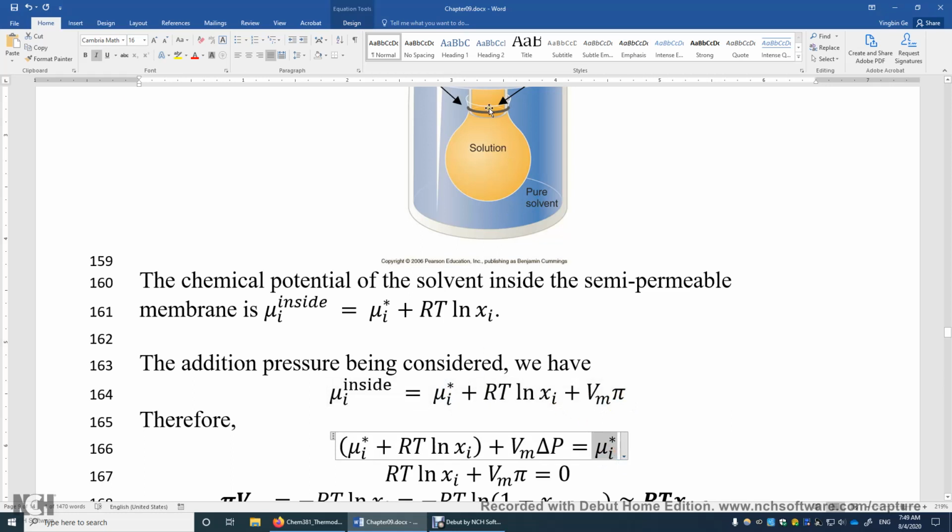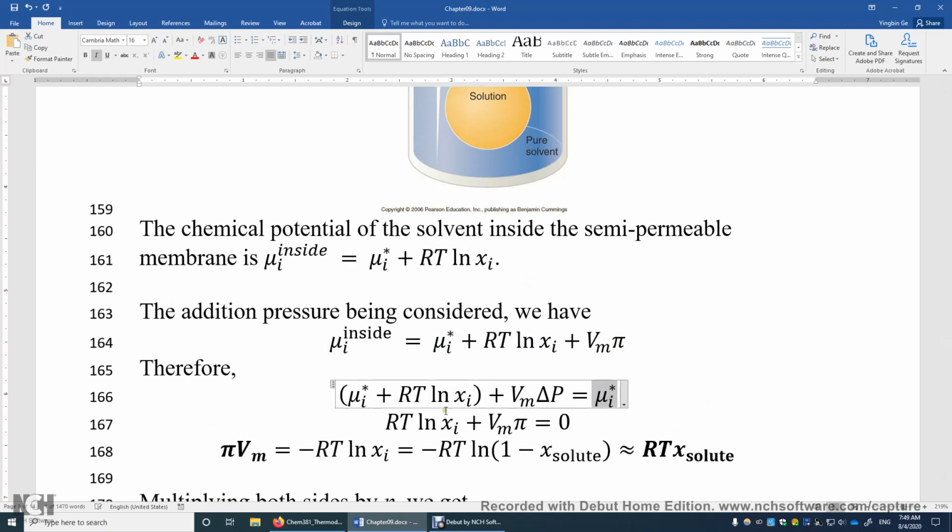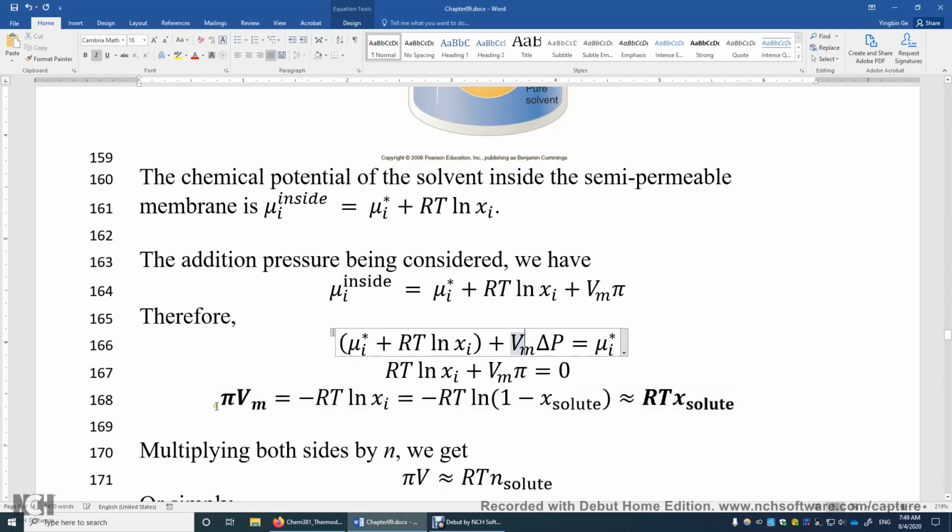So when the inside and outside reach equilibrium, the solvent stops diffusing through the membrane. We have the chemical potential inside being equal to that outside. And mu i star, they cancel. Therefore, this plus this is 0. We got this equation here. And then x of i is the mole fraction of the solvent, so it's 1 minus x solute. And therefore, we can have this equation.